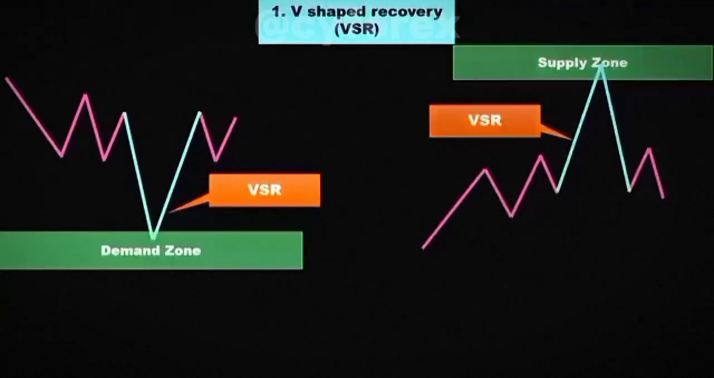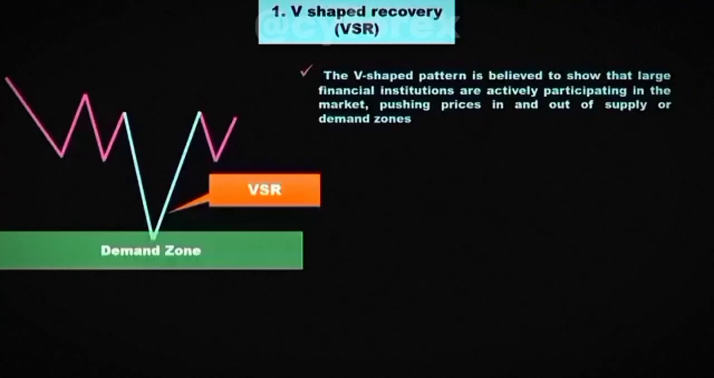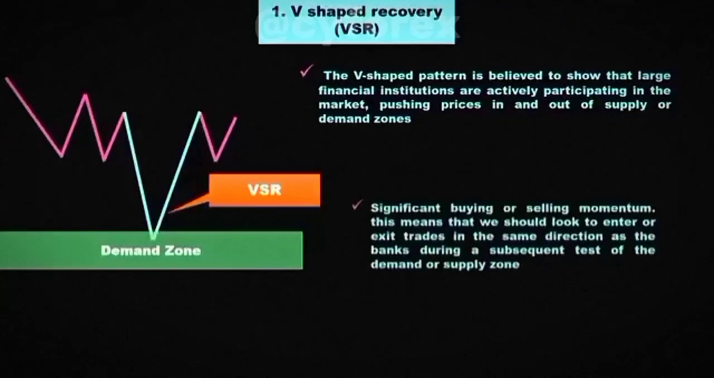The V-shaped pattern is believed to show that large financial institutions, often referred to as banks, are actively participating in the market, pushing prices in and out of supply or demand zones. The reason we want to see the V-shaped pattern is that it indicates that the banks are actively participating in the market, which can lead to significant buying or selling momentum. So traders, this means that we should look to enter or exit trades in the same direction as the banks during a subsequent test of the demand or supply zone.